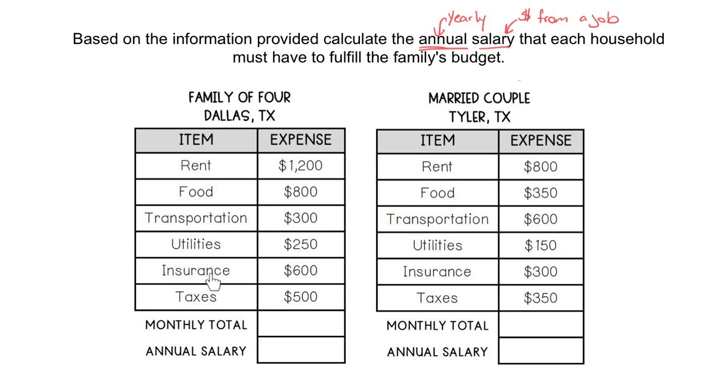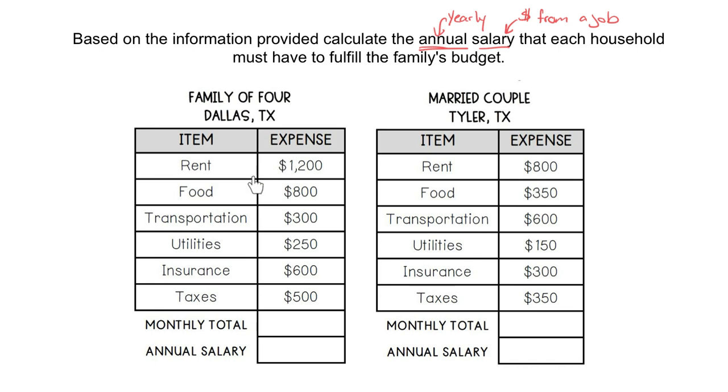Insurance, so they're going to probably have car insurance, health insurance, possibly renter's insurance because they rent, so they do have an insurance bill every month. That is $600. And then taxes, their tax bill is $500. So we're going to figure out what their monthly total is, and then figure out what their annual salary needs to be to cover this monthly.